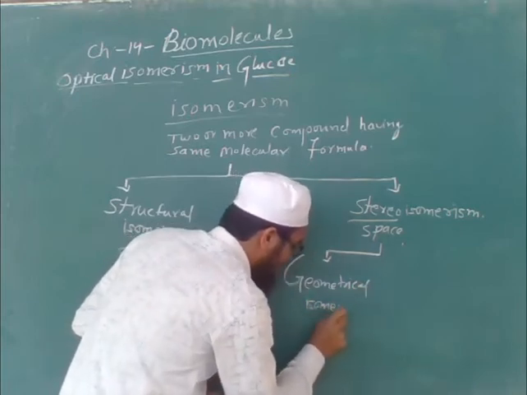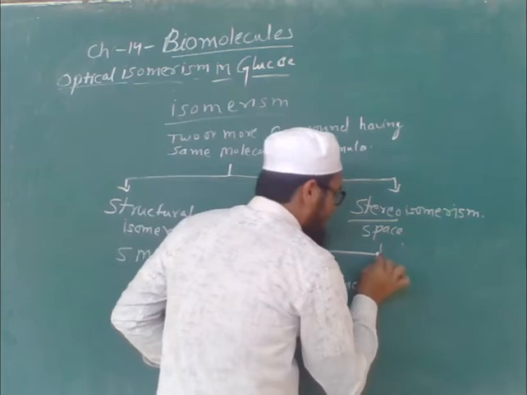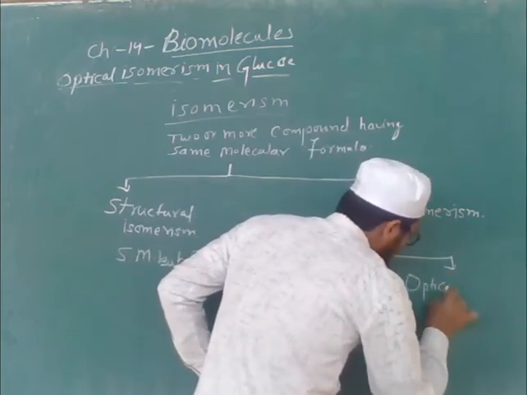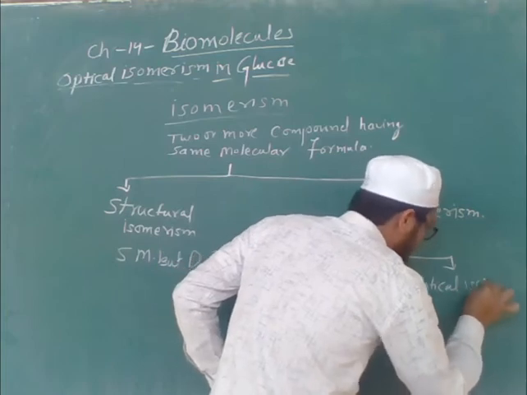Geometrical isomerism. And the second one is optical isomerism. Optical isomerism.